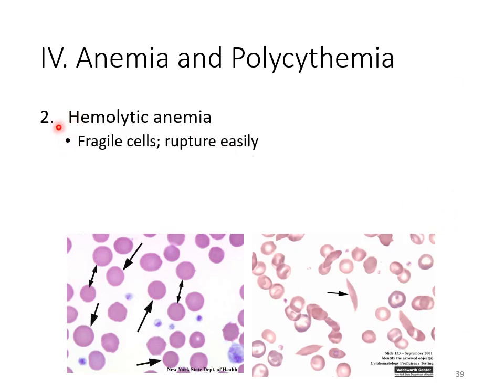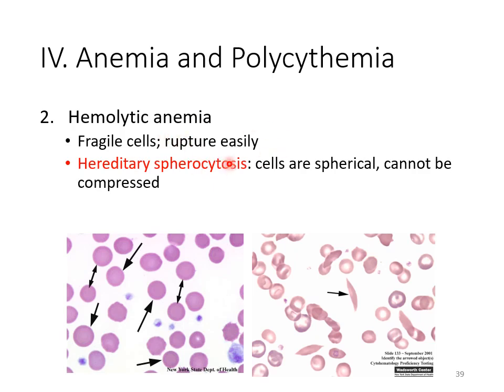And then when we say hemolytic anemia, this is anemia due to destruction of your blood cells. So it might be because of fragile cells, so they rupture easily. For example, there's what we call hereditary spherocytosis, where there's a problem with the cell membrane of your red blood cells. So instead of being biconcave, they appear spherical, so they're much less compressible, so they are destroyed more easily.